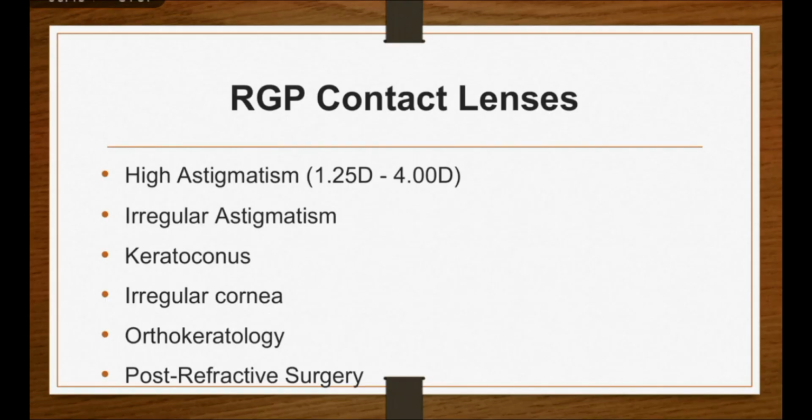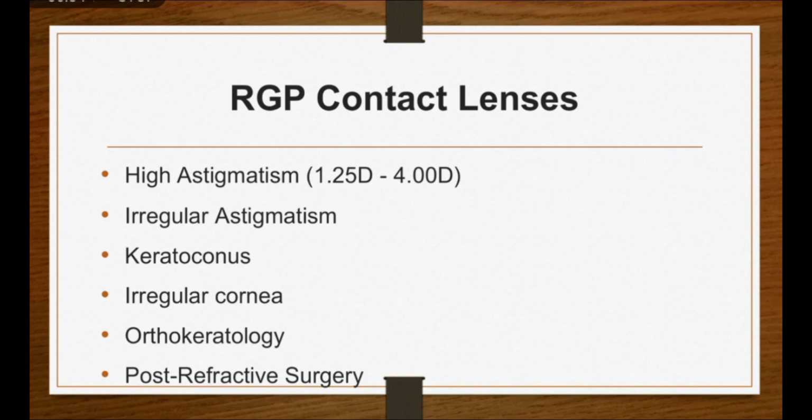Next we have the RGP contact lenses, which are best for high astigmatism from 1.25 to 4 diopters. You can prescribe the patient hard contact lenses. They are not water loving, but they allow oxygen to pass through them because they are rigid gas permeable. They allow oxygen, but still the patient may feel them a bit because they are hard, so they can cause some dry eye. They can correct irregular astigmatism. They are good for correcting irregular astigmatism as well as keratoconus, because at one point the cornea becomes conical, so in order to correct that conical shape we prescribe hard lenses.